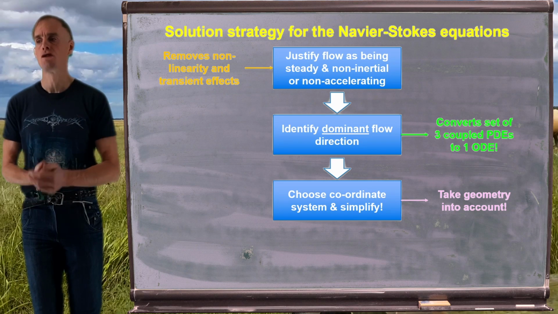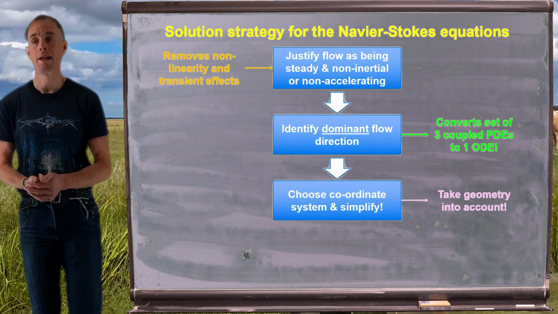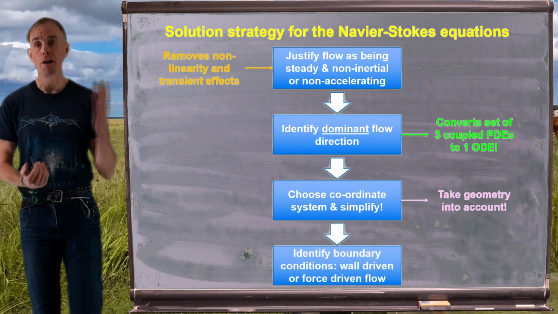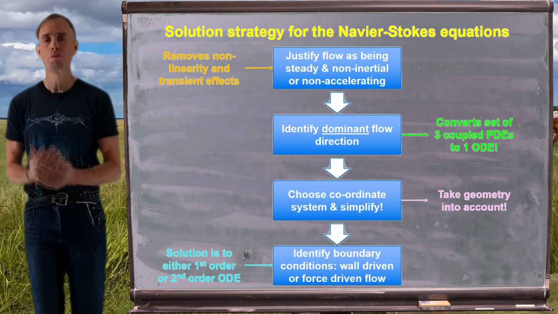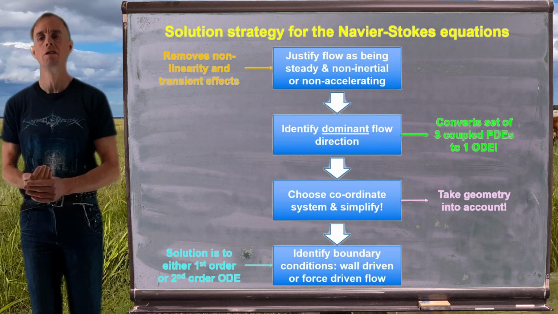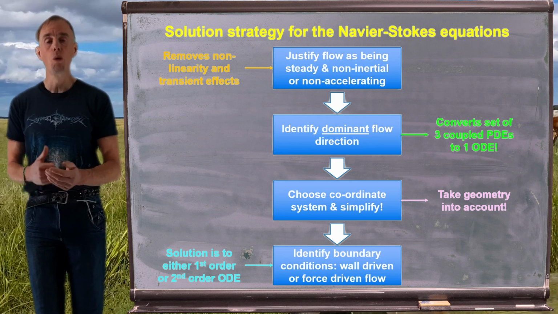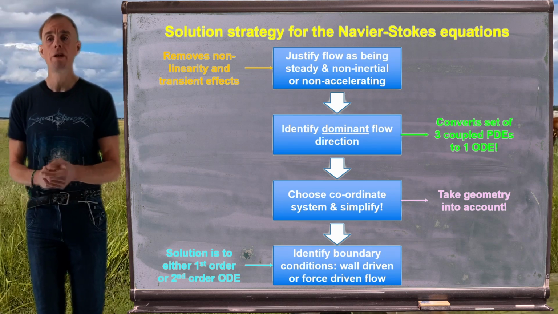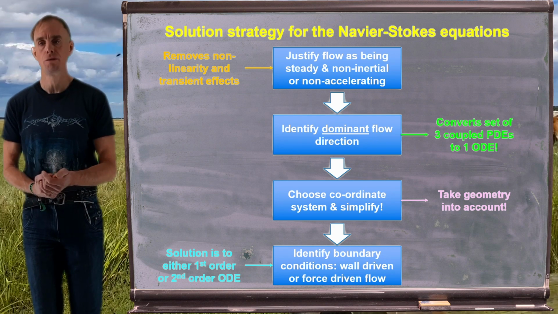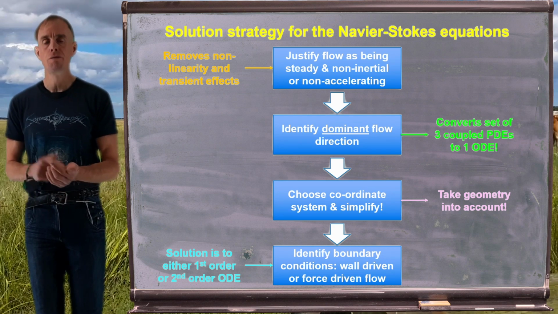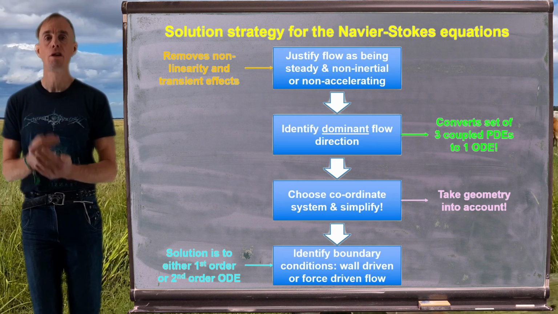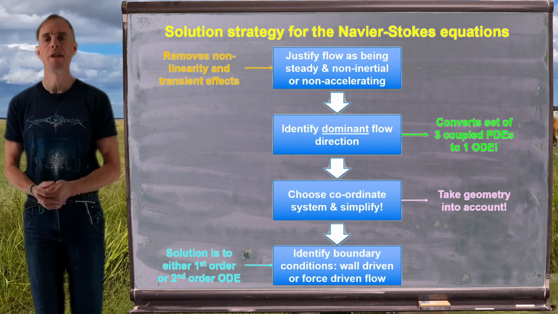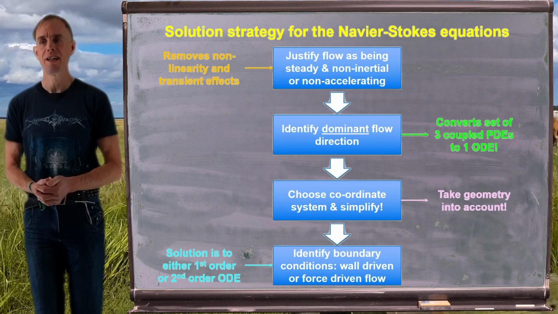And this is where we take the geometry of the problem into account. The final step of our workflow is to identify boundary conditions, and we're going to talk predominantly about 2 different boundary conditions, one which I'm going to call wall-driven flow, and one that I'm going to call force-driven or pressure-driven flow. This pressure-driven flow also infers a third boundary condition that we can use, which is free surface flow, but we'll talk more about that in future parts of this lesson.